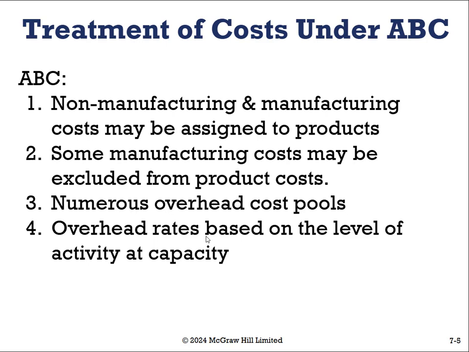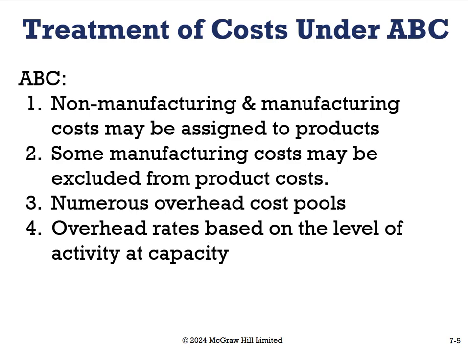All right, so lastly, the overhead rates are also known as activity rates, and they may be based on the level of activity at capacity rather than on a budgeted level. So what we saw in traditional costing in the previous chapter, where we use budget level, we're going to use a level of capacity. So, what is the total amount of this thing that we could produce? And that's the cost that we will assign to it for activity-based costing.